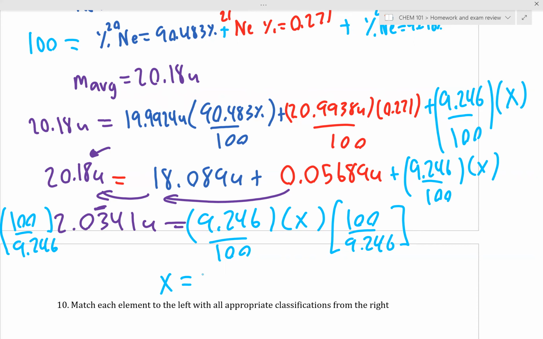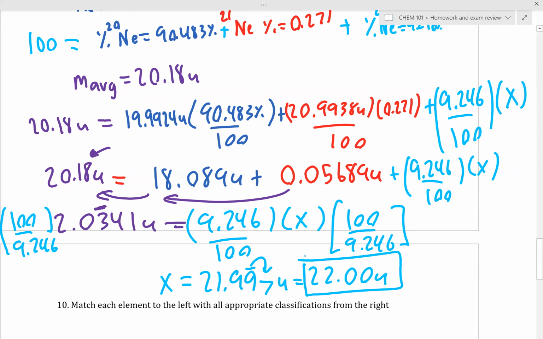And in the end, we get a mass of 21.997 AMU that we round up to 22.00 AMU, which matches our expectations, right? Neon 22 should have a mass eerily close to 22. Does that make sense to everyone? Okay.